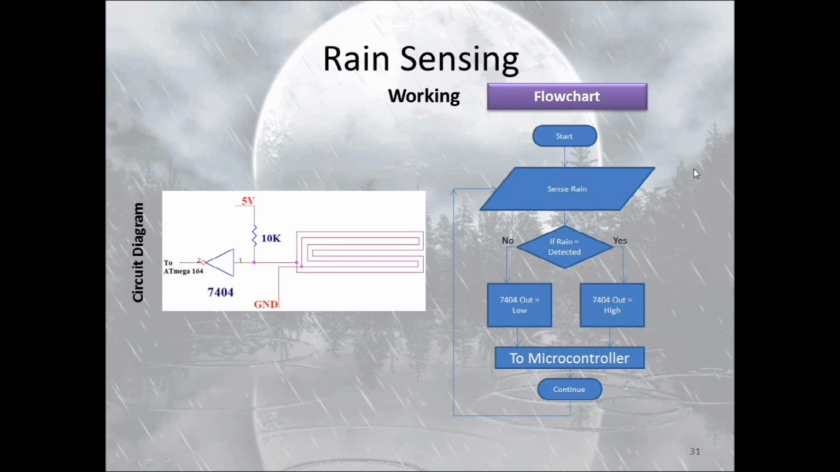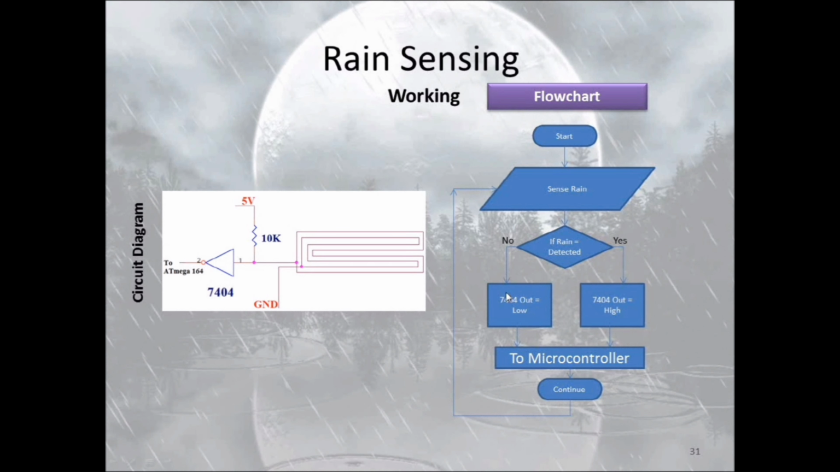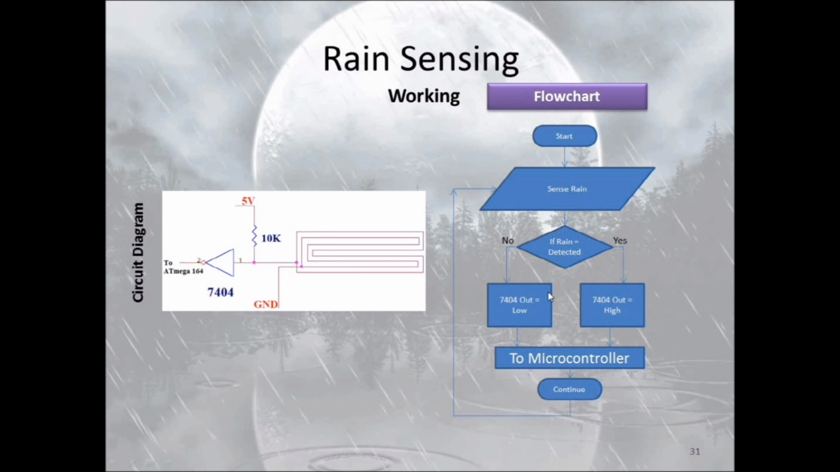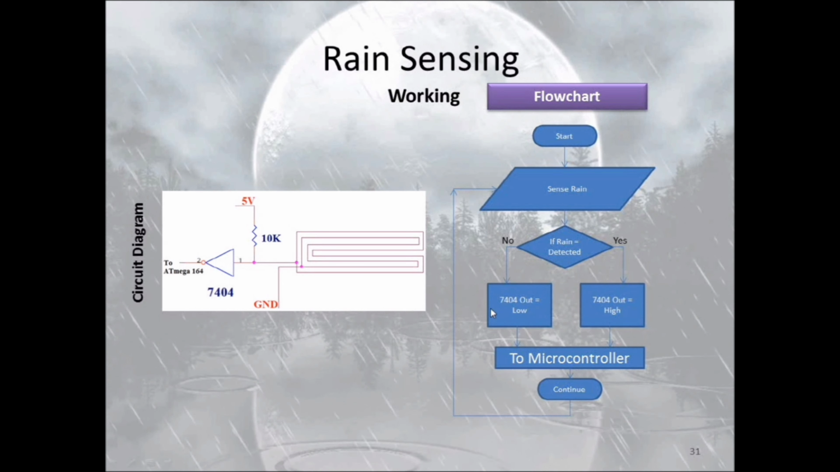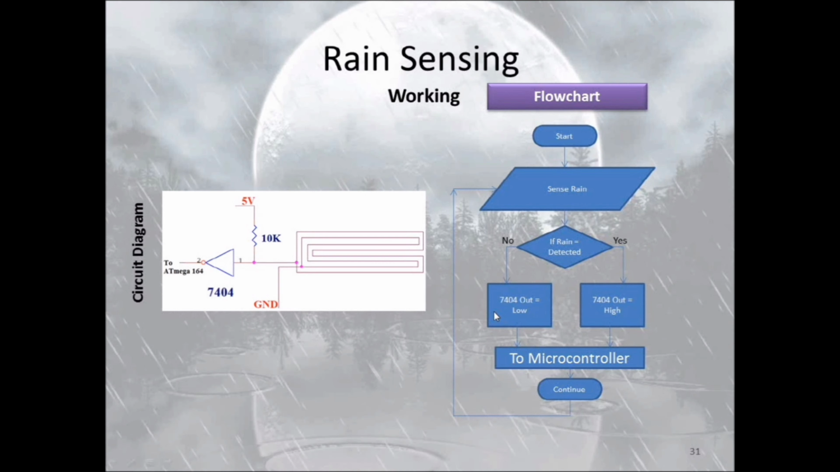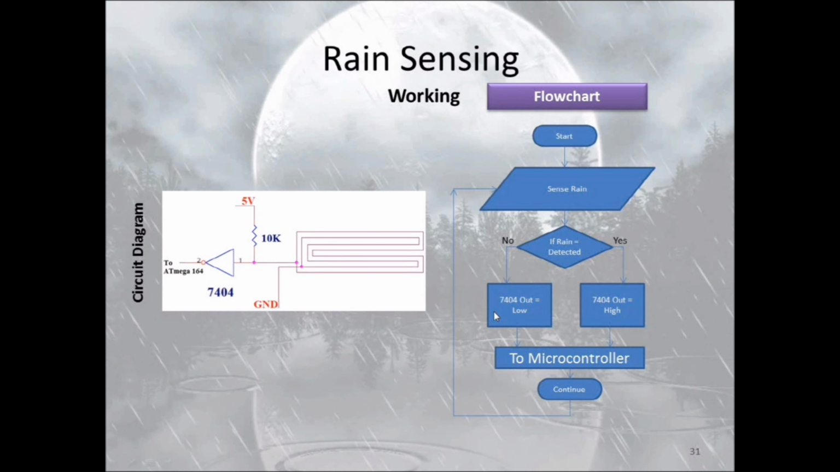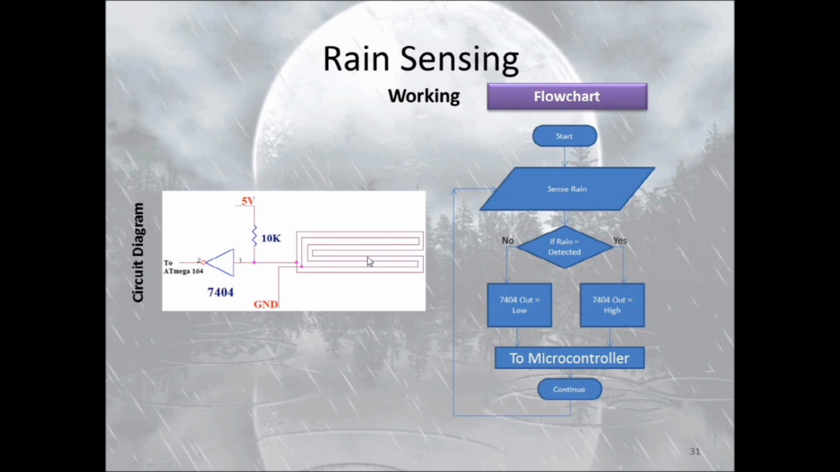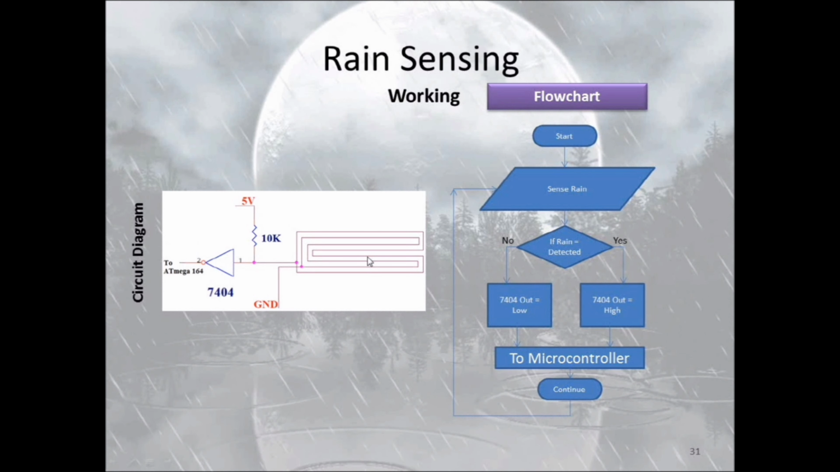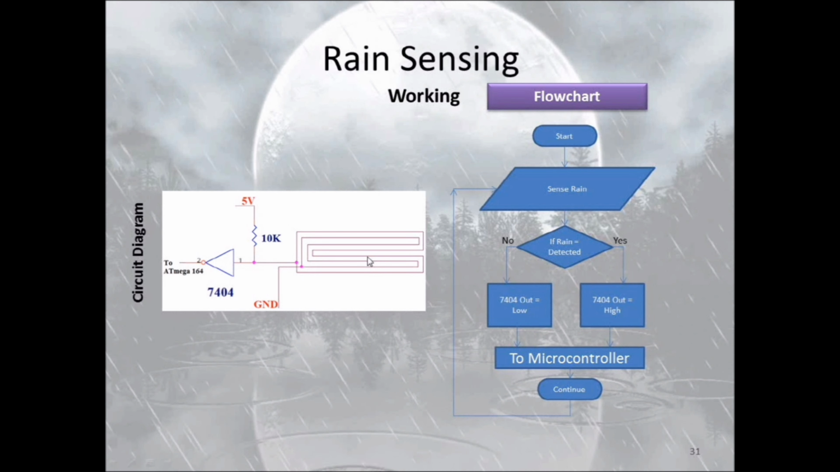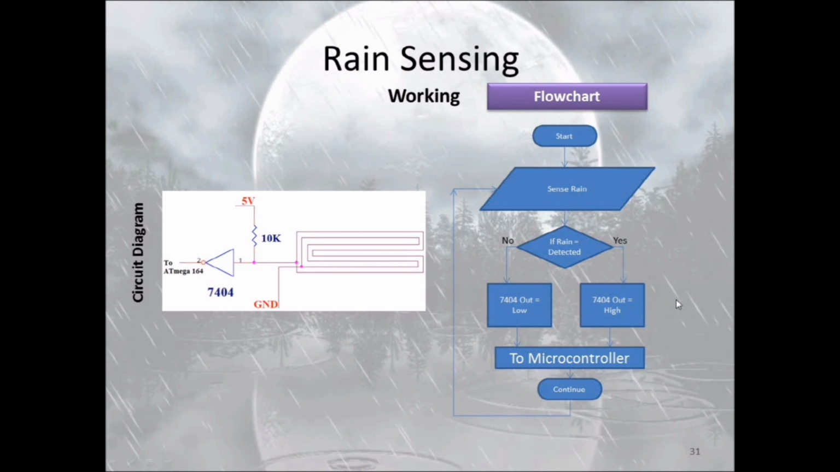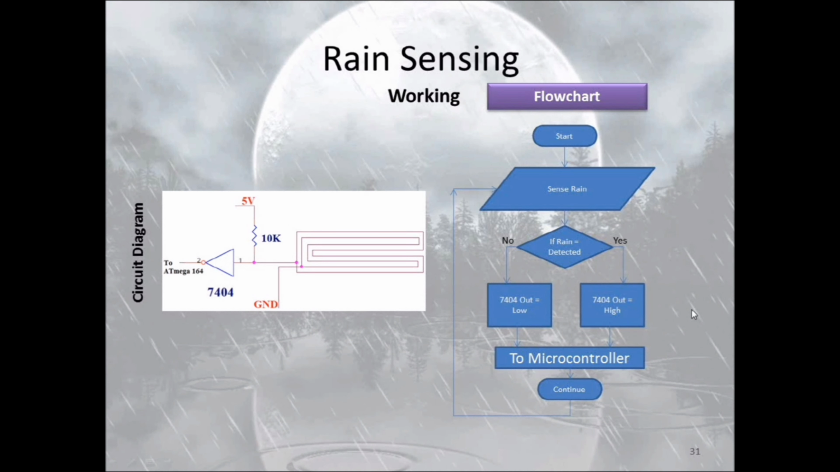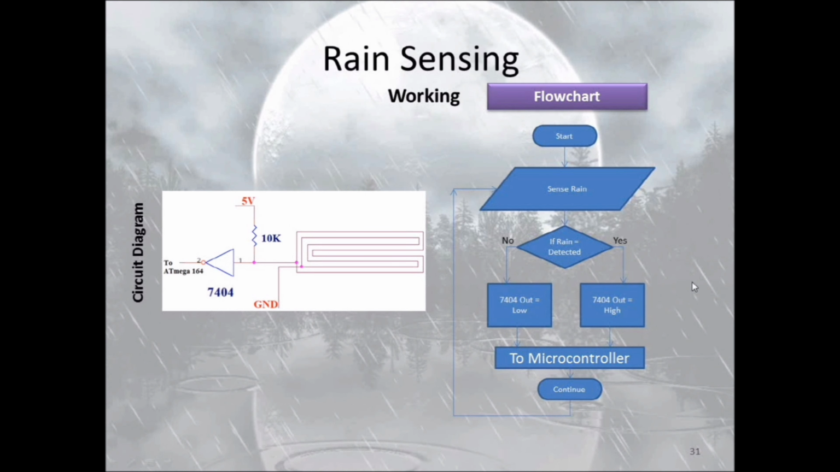When the system is switched on and if no rain falls on the rain sensor, the inverter output, that is the NOT gate output, will be low, so that the rain is not detected. Similarly, when rain falls on the rain sensor, the NOT gate output will be high, and accordingly the microcontroller will tell the user whether rain is detected or not.